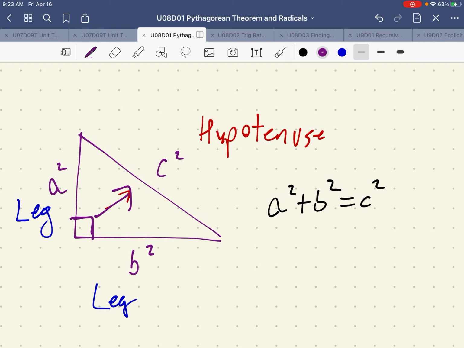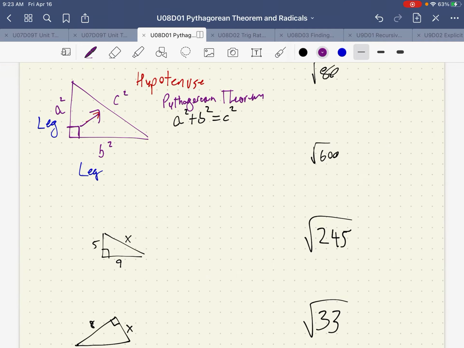The order doesn't technically matter, and you can find the missing side of a triangle using what's known as the Pythagorean theorem, which says a squared plus b squared equals c squared. In other words, the sum of the legs squared will equal the hypotenuse squared. So let's take a look at a few examples.